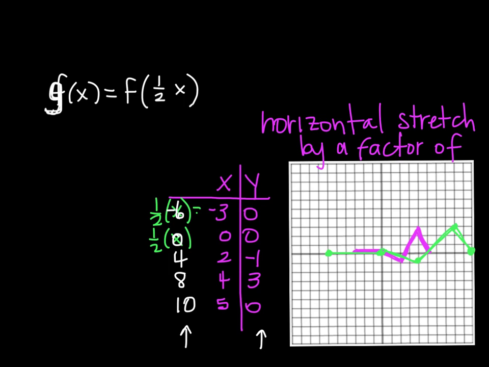What did we multiply our x's by to get to our new x's? We multiplied it by positive 2, didn't we? So we multiplied all these x's by positive 2, so this would be a horizontal stretch by a factor of 2. I stretched this out by a factor of 2. Notice my domain for the green is going to be from -6 to 10. But my range is going to stay the same as the parent, -1 to 3.